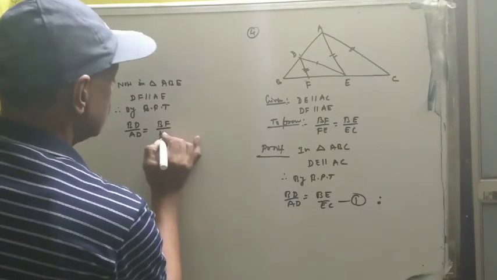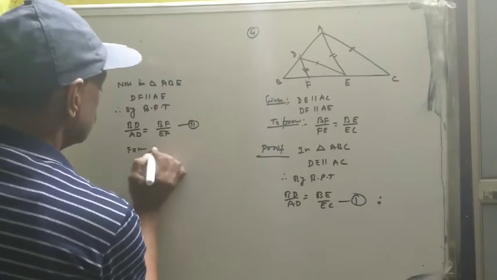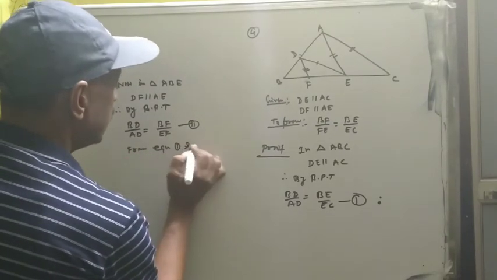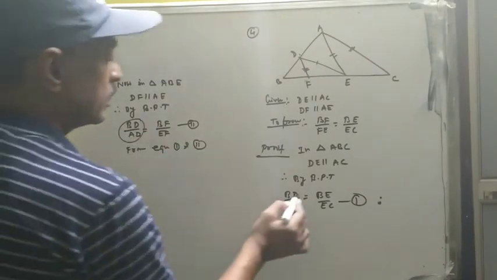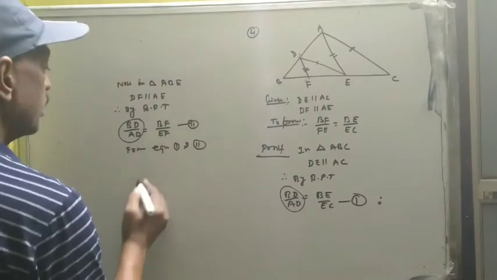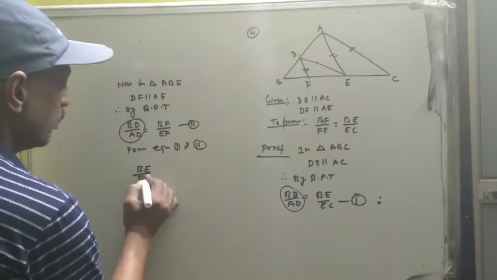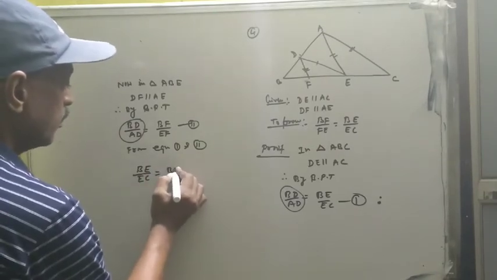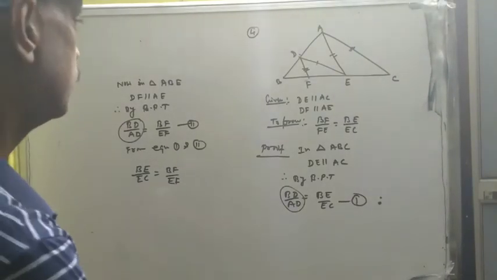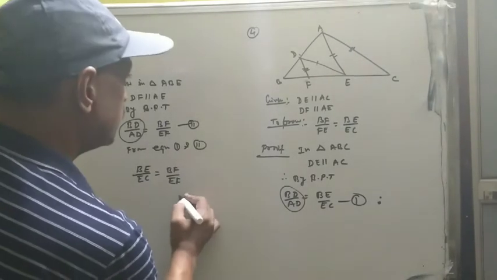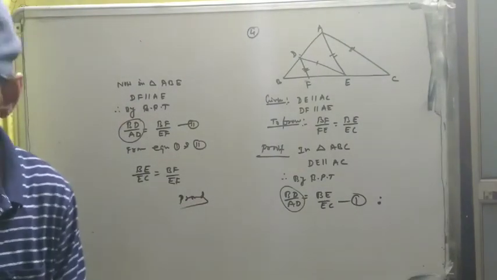This is equation number 2, and from equation number 1 and 2 you can conclude that again the left hand sides are equal. So if the left hand sides are equal, then the right hand sides are also equal. So just write BE upon EC equal to BF upon EF. So in this way it has been proved. So we have done question number 4.